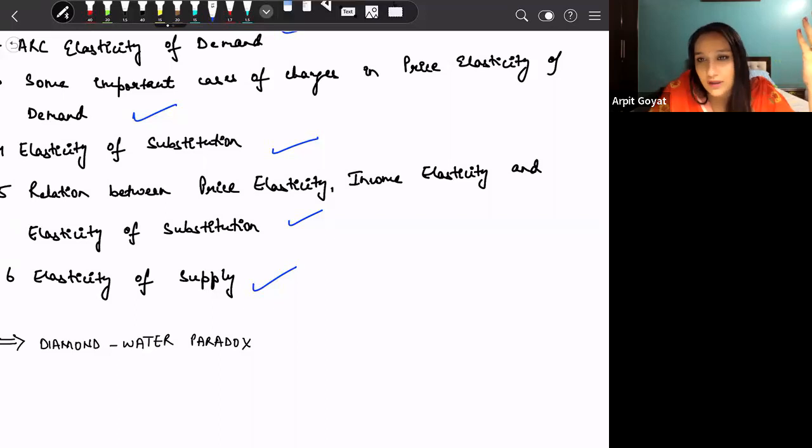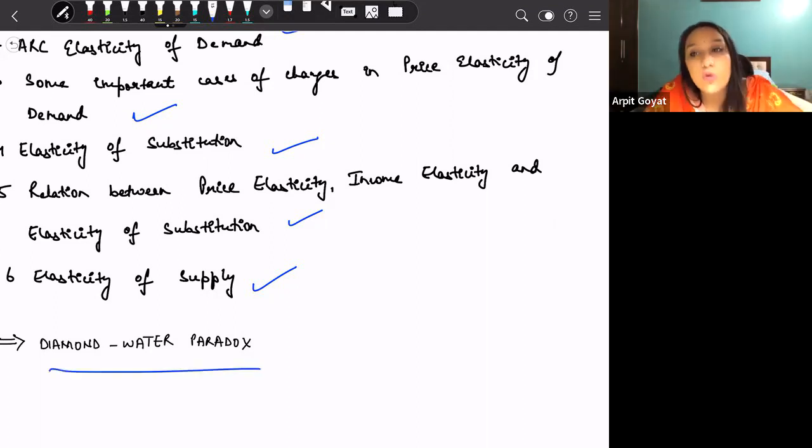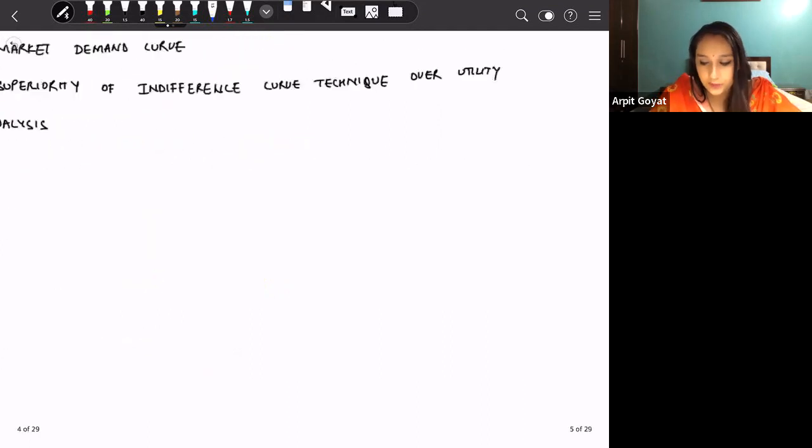Elasticity of demand we have, अगर भूल भी गए तो थोड़ा बहुत रिकॉल कर सकते हो, but we will also do elasticity of supply. In the end, after discussing this, we will be discussing one additional topic, that is the diamond water paradox. So these are certain important additional topics, but ये as such किसी theory का part नहीं होते.